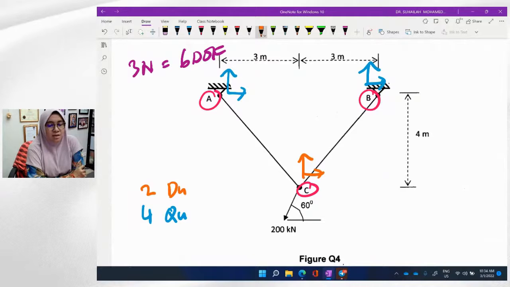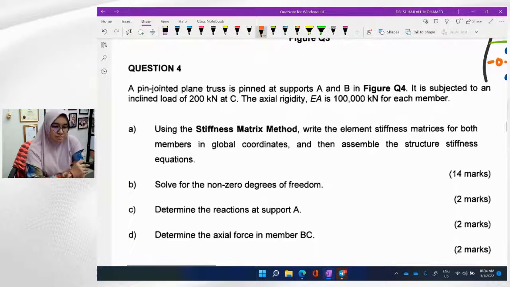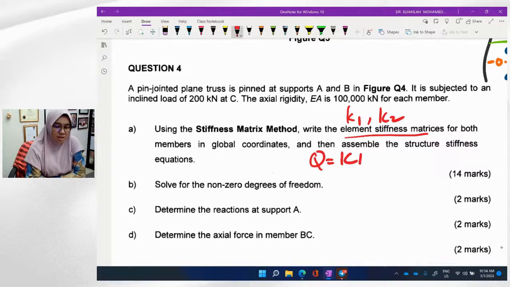So this we can analyze. We can analyze using the stiffness method easily, because if we look at the question, the element stiffness matrices will be K1 and K2, because there are two elements only. Then we assemble the structure stiffness equation. The structure stiffness equation is Q equals KD.